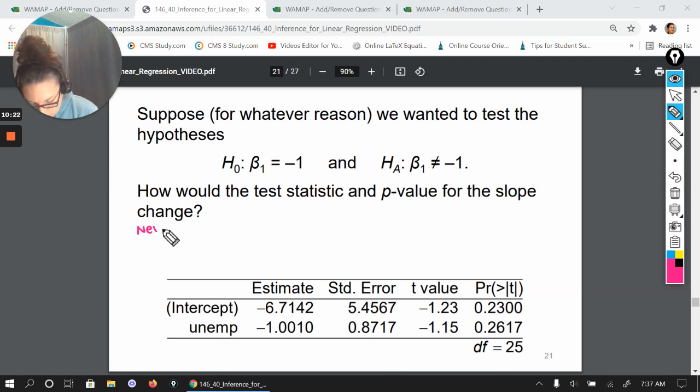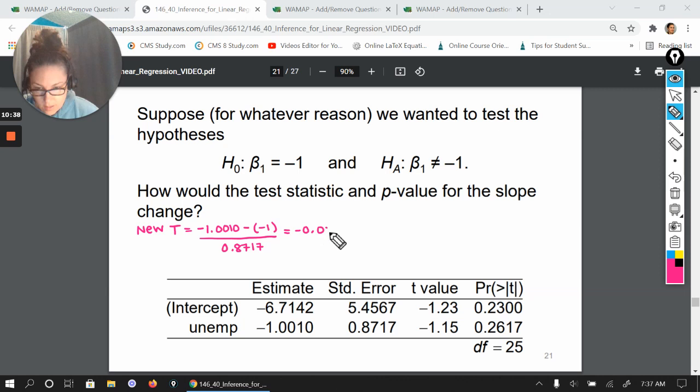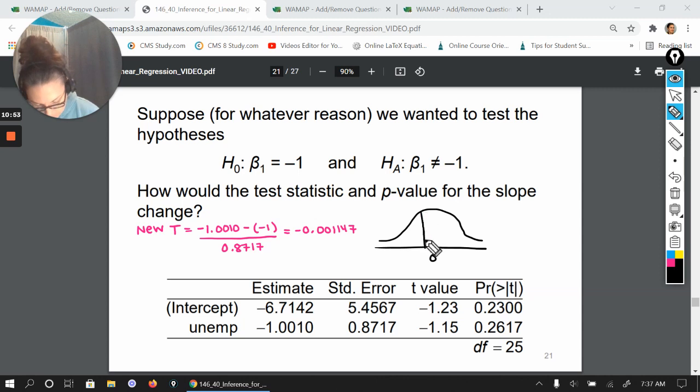Well, here's the new test statistic. You would take the point estimate minus -1 this time, divided by the standard error, and we get -0.001147. So if we draw out the t-distribution curve where 0 is in the middle, -0.001147 is going to be really close to 0. It's on this side, so we would be shading in that tail.